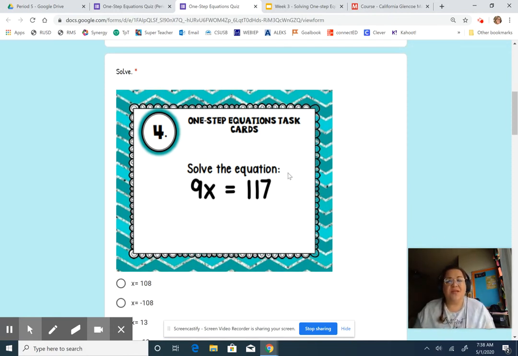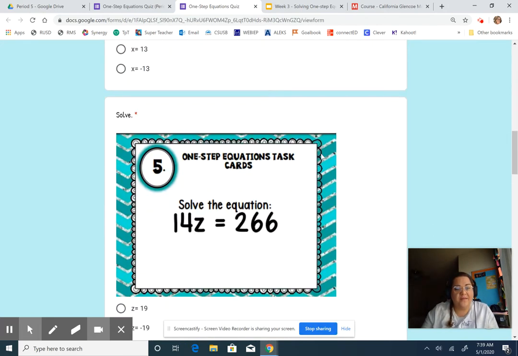So this first one says, solve the equation 9x equals 117. Now I want to remind you guys that when you have a number and a variable next to each other like that, that means they're multiplying, okay? So just keep that in mind, and what the inverse operation of multiplication is. Wink, wink, wink.